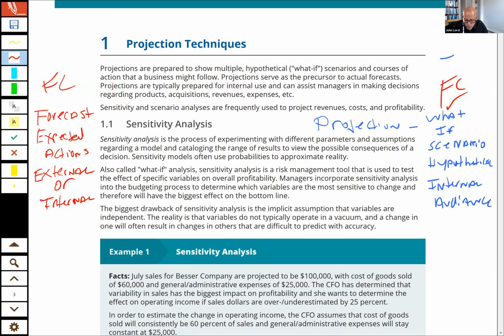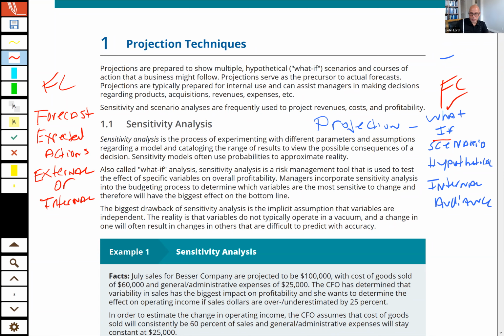Projection is a what if scenario, hypothetical. Usually it's with an internal audience or somebody I'm negotiating directly with. For example, let's say I'm going to open a restaurant and I am sitting there saying to the bank, if you give me the loan, this is what my financial reports will look like after the first year, my balance sheet, my income statement, whatever, right? Well, the what if there is if you give me the loan, right? That's a projection. That's dealing with a hypothetical and internal audience.